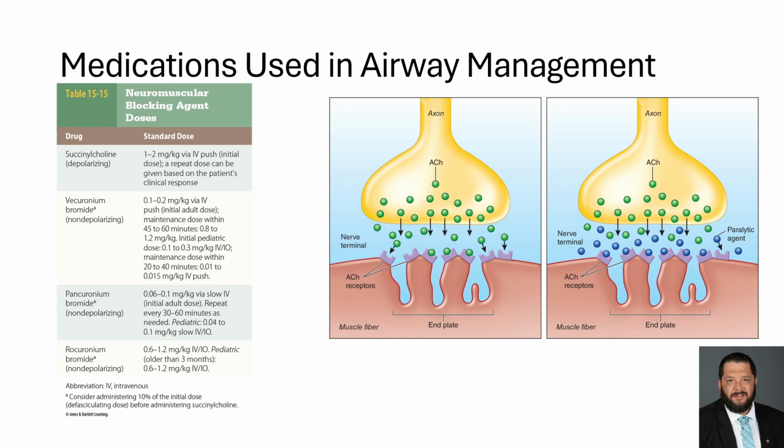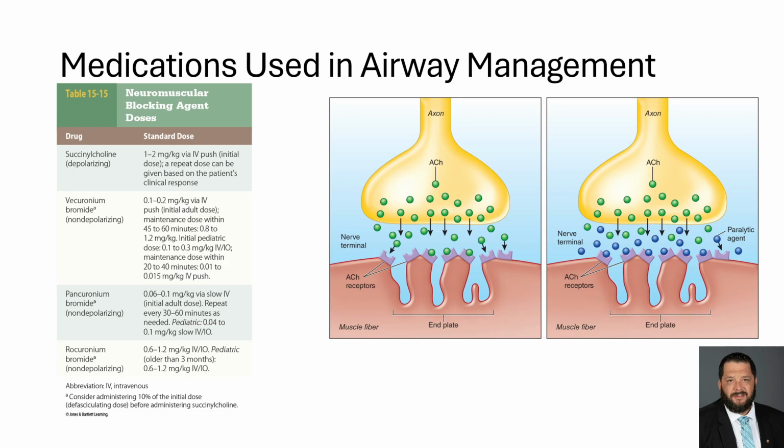The table on your left is a common set of doses seen across EMS as paralytics are concerned. Understanding that these doses may vary widely from service to service, and your ability to use paralytics is going to be dependent upon your state and local regulations, policies, and protocols. For succinylcholine, the typical dosing is 1 to 2 milligrams per kilogram via IV push. One thing to note about the depolarizing agent is they're relatively short-lasting, with the non-depolarizing agents being longer-lasting in duration.